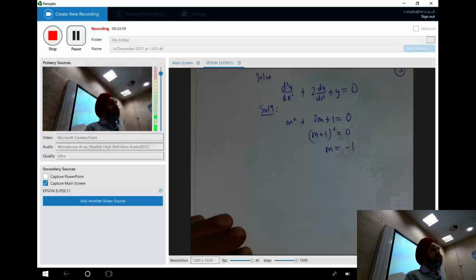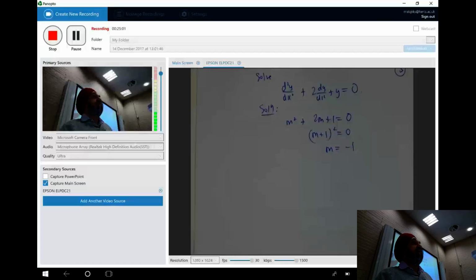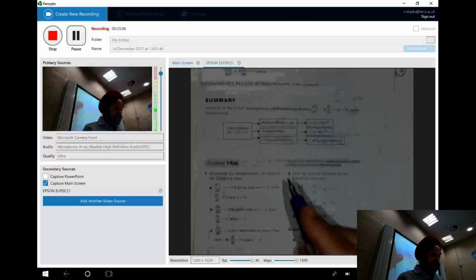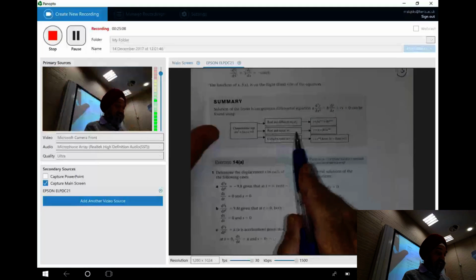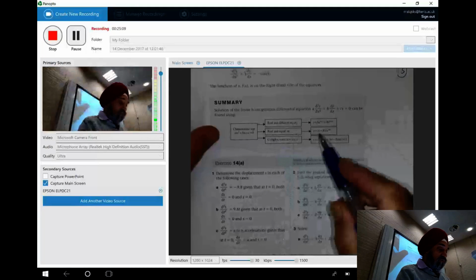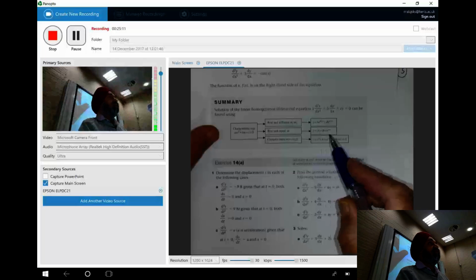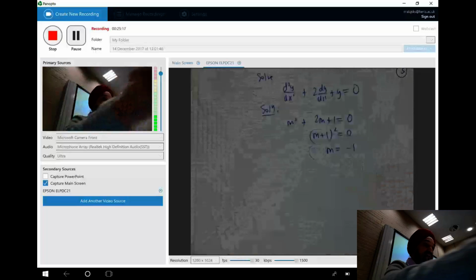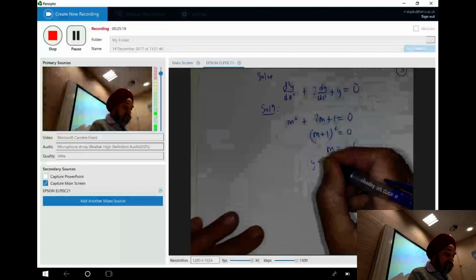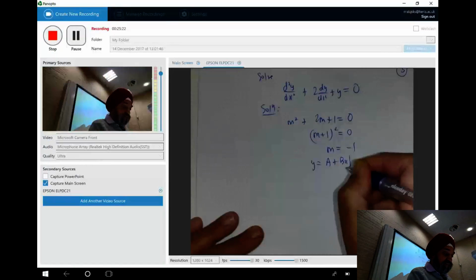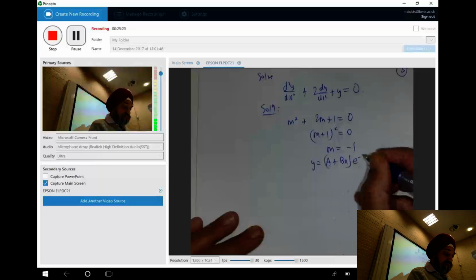Minus 1. So what type of solution have we got? Real and equal, isn't it? Real and equal, okay. So y is equal to a plus bx, e to the mx, yeah? In this case, m is minus 1. So we have y is equal to a plus bx, e to the minus x, yeah?